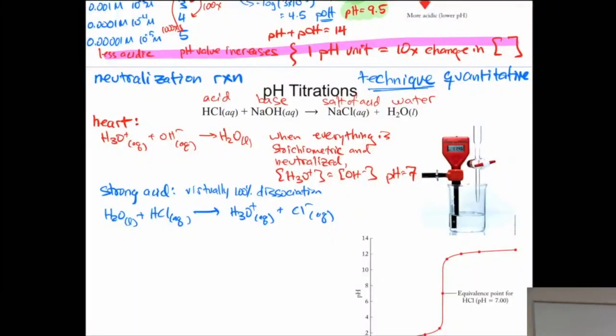Now, I'm going to treat this like a RICE table, except it's not an equilibrium expression. This goes to completion. So instead of a RICE table, I'm just going to say, well, what do we have initially? Before things dissociate, we're going to have some concentration of HCl. We're not told what it is, so I'm just going to put a box. There's some molar concentration of HCl that we're starting with. And initially, there's 0 molar hydronium ion and 0 molar chloride ion.